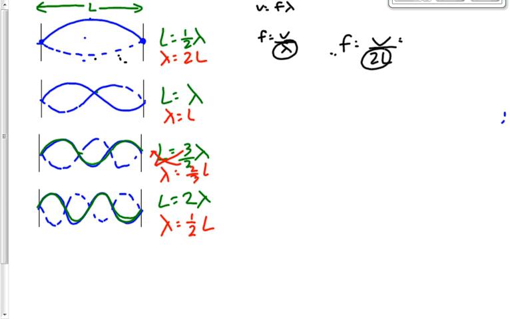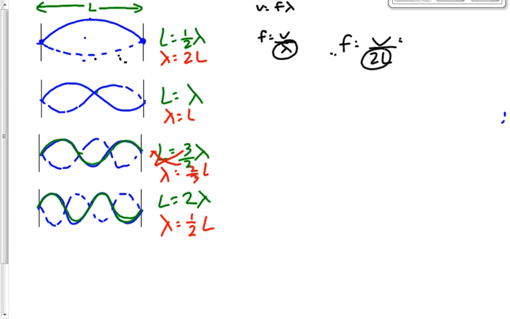What's the other way of doing it, besides plucking a different string? Shorten the string. How do you shorten a string? Put your finger on a fret. What are you doing there? You're cutting off part of the string. So now instead of the string being from the tuner to the bridge, now the string is from your finger to the bridge. It's a shorter string.